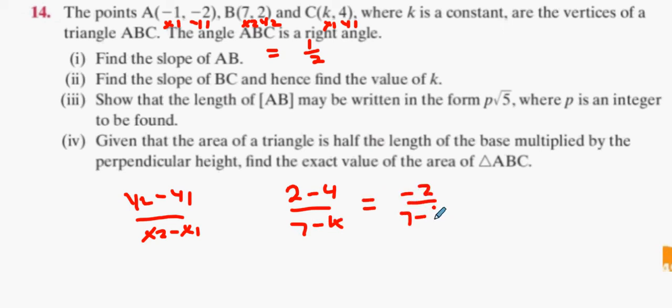minus 2 over 7 take away k. Now, you're told it's right angled. You know it's right angled at B. See the way B is the middle letter? That means AB to BC is right angled. The angle ABC is the right angle. So that means it's right angled at B, and A to B and B to C is the right angled part. So they're perpendicular to each other. So I get the answer of part 1, which is a half, which you guys told me.